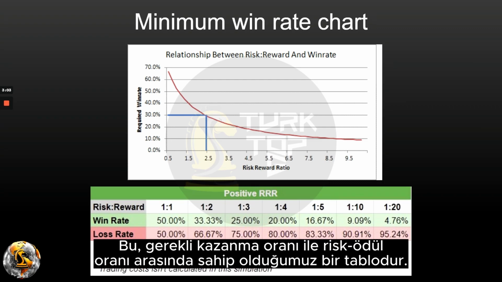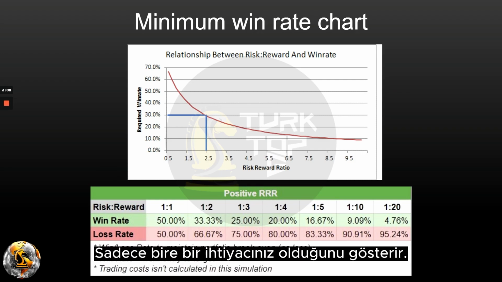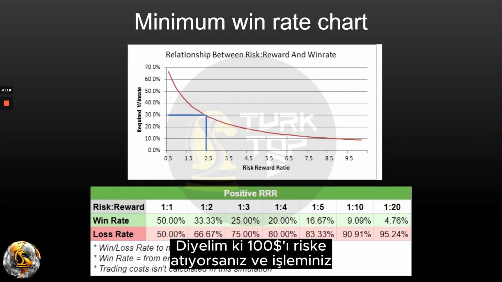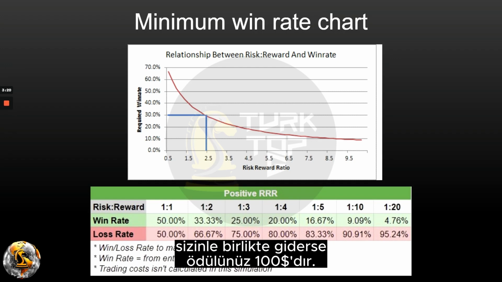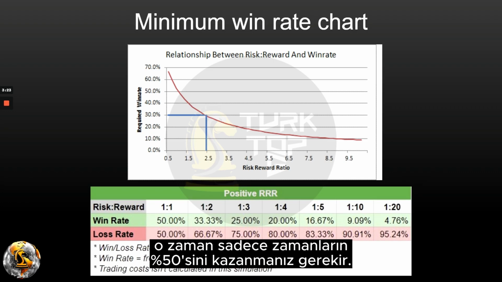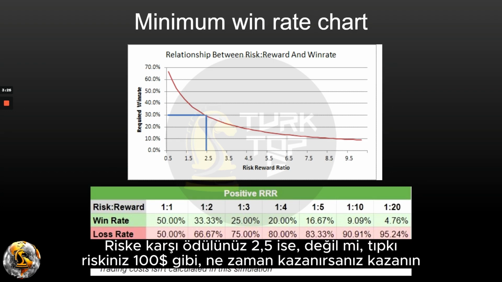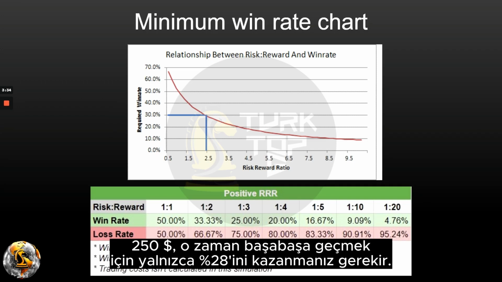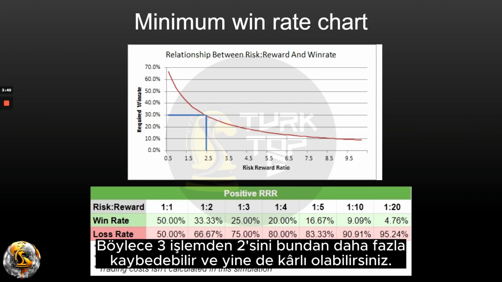Here it is. This is the chart we have between the required win rate and the risk to reward ratio. It shows that you only need 1-to-1. So let's say if you're risking $100 and your reward, if your trade goes with you, is $100, then you only need to win 50% of the times. If your reward to risk is 2.5, like you risk $100, whenever you win $250, then you only need to win 28.5% of times in order to break even. So you can lose 2 out of 3 trades, even more than that, and still be profitable.